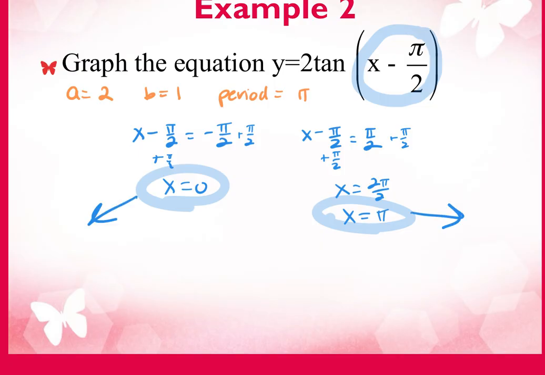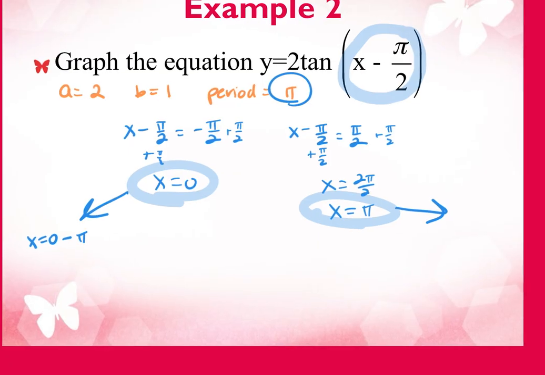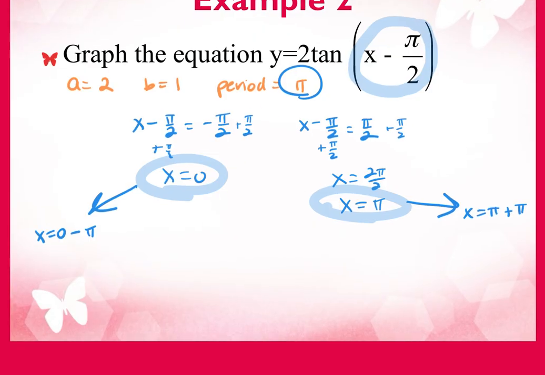Okay, so then from the one on the left, I'm going to subtract the period. So I would do x equals 0 minus the period, which is pi. And to the one on the right, I'm going to add the period. So x equals pi plus pi. Which means the first asymptote, if I look from left to right, is going to be x equals negative pi. And the last one is going to be x equals 2 pi. So now I've got all 4 asymptotes.